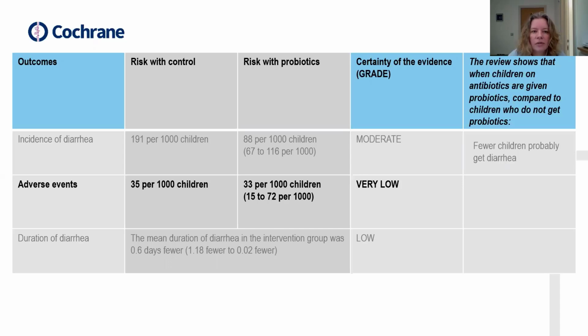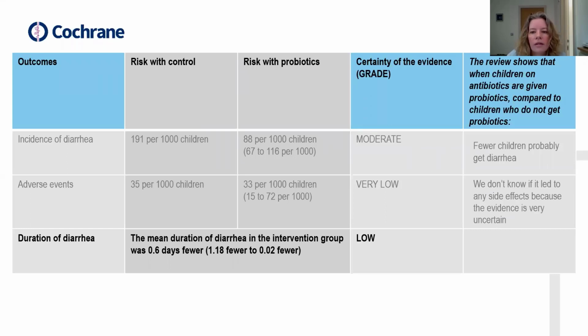For the next outcome, adverse events, the results show very little difference. So 35 children compared to 33 children experience an adverse event. And that confidence interval is pretty wide and shows a wide range of possible results. The certainty of the evidence is very low, so you might not really want to focus too much on those actual numbers anyway. So here we can say we don't know if it led to any side effects because the evidence is really uncertain. We just don't know what's going on there.